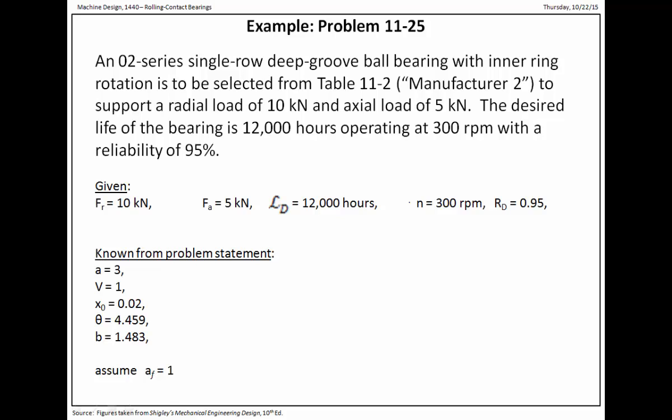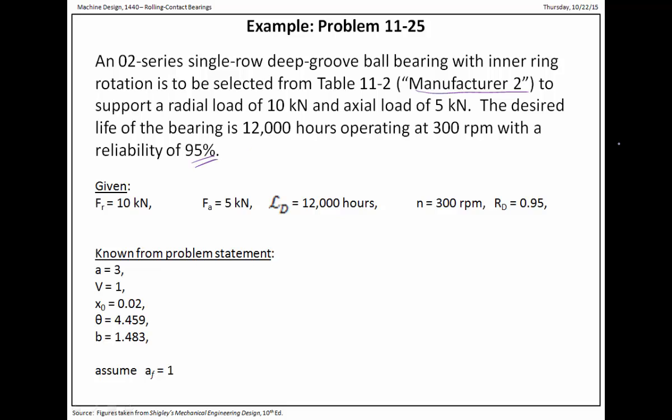Okay, so here's the problem. We have this 02 series single row deep groove ball bearing with an inner race rotation, and it is selected from table 11.2, which is considered manufacturer 2, to support a radial load of 10 kilonewtons and an axial load of 5 kilonewtons. The desired life of the bearing is 12,000 hours, operating at 300 RPM with a reliability of 95%.